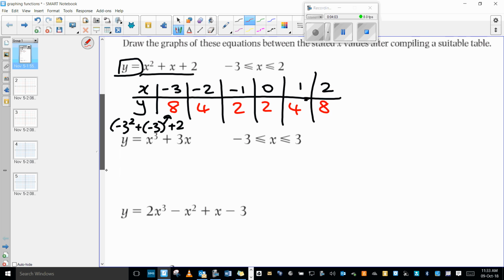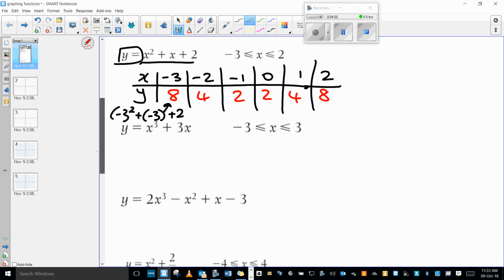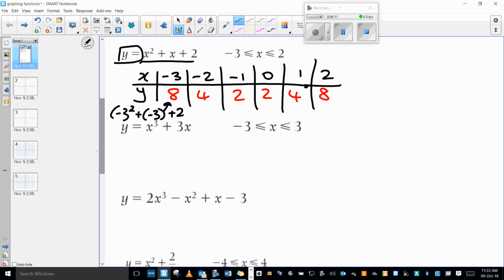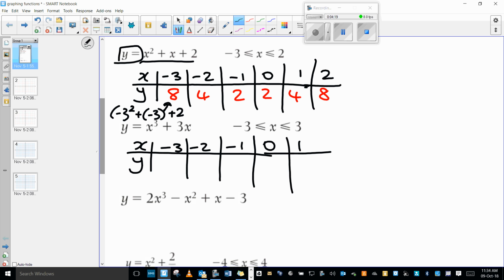So then this rule here is obviously x cubed plus 3x. They've asked us to do it from -3 to 3, so our table has x, y, -3, -2, -1, 0, 1, 2, 3.